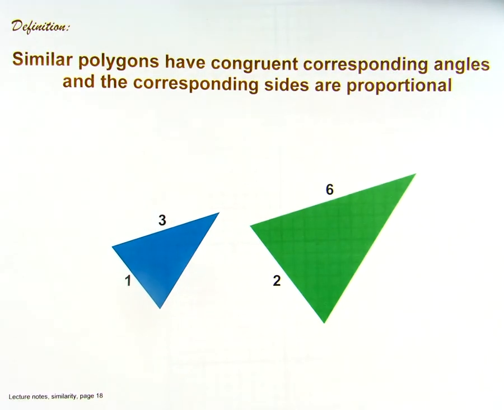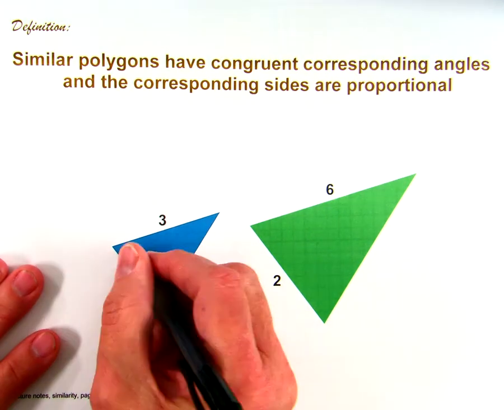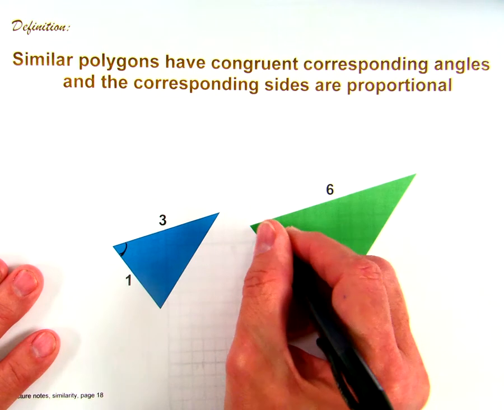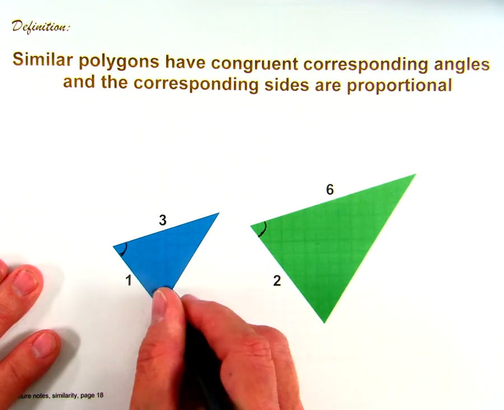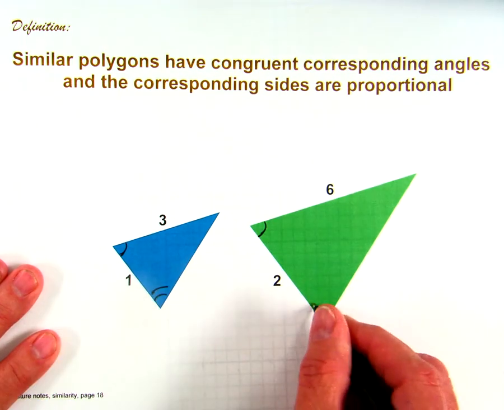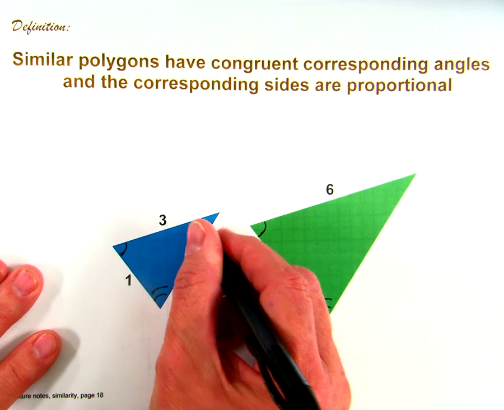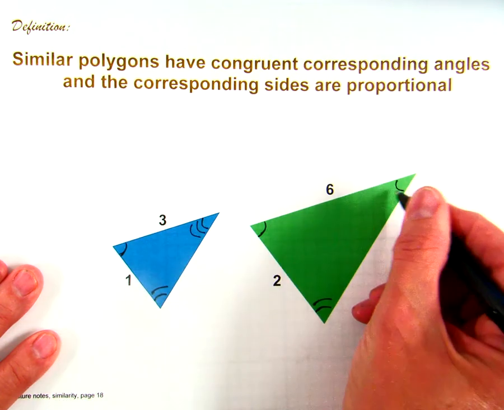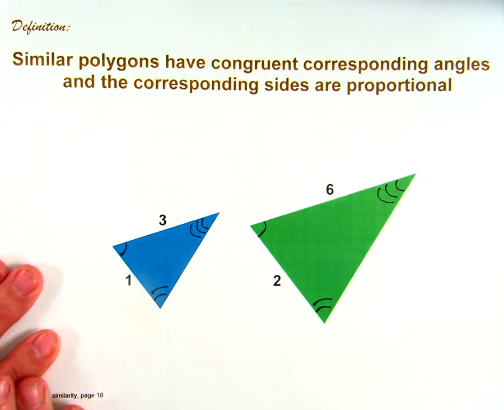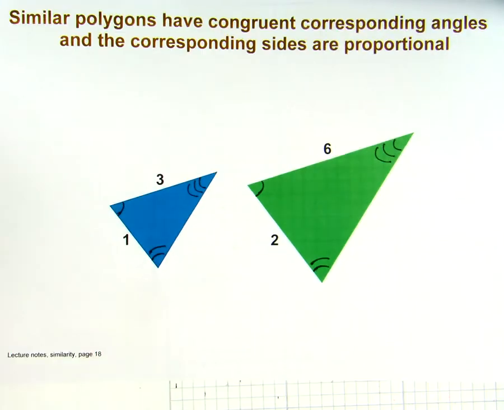Talking about similar polygons. Similar polygons have congruent corresponding angles and the corresponding sides are proportional. So the corresponding angles are congruent and the corresponding sides form a proportion. You can see the proportion here easily. You've been doing this for many years.